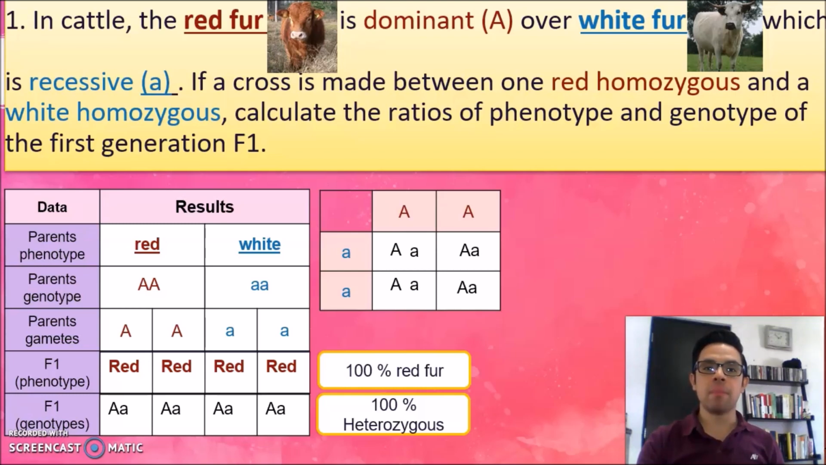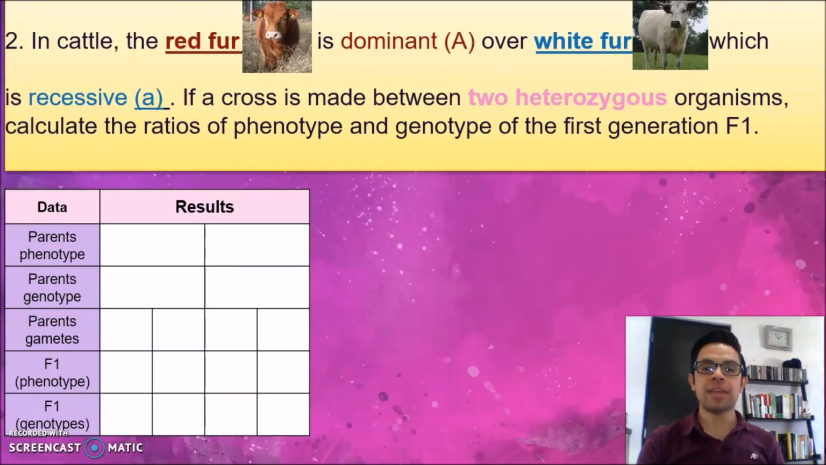Let's go to another example. We're going to use the same case, red 4 organism dominant with a white 4 organism recessive, but in this case, the genetic composition of the parents will be different. It says, if a cross is made between two heterozygous organisms, calculate the ratios and genotypes and phenotypes for the first generation. What is the new thing that you have here? The parents are going to be heterozygous.